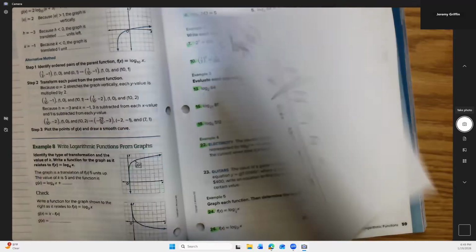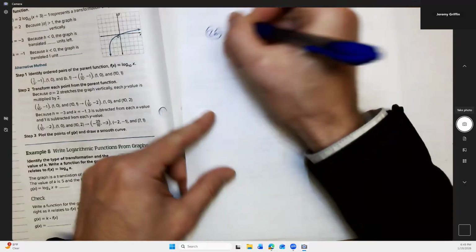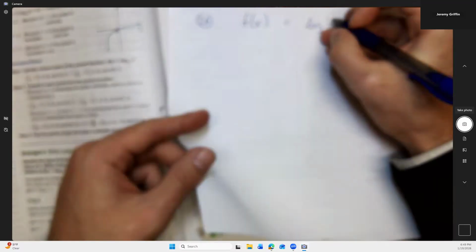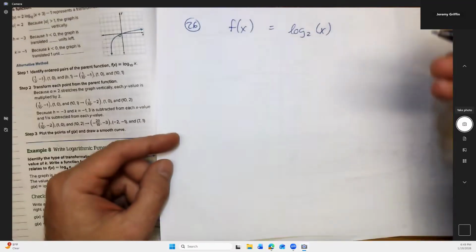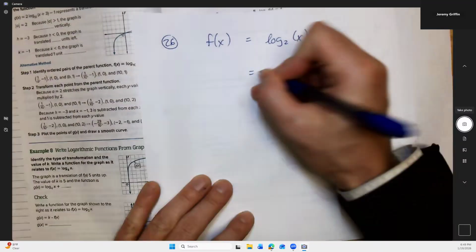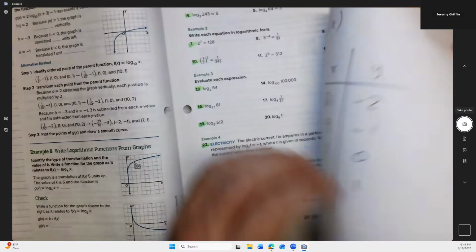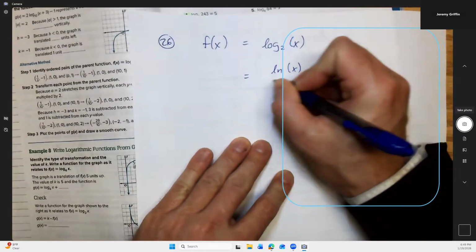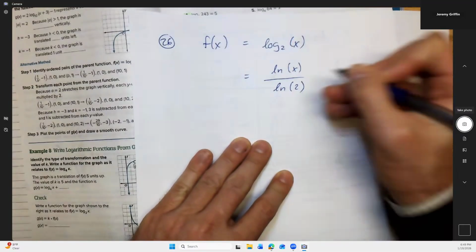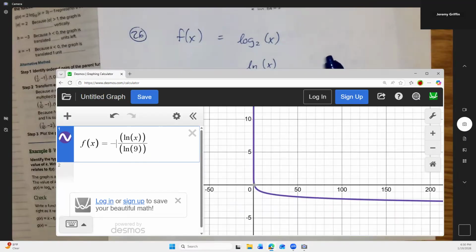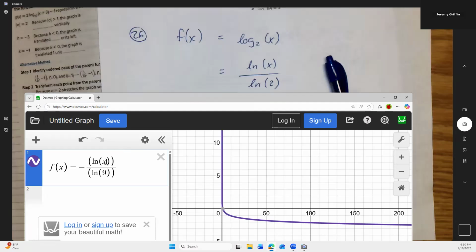All right, 26. I got f of x equals log base 2 of x. Okay. Here, I'm gonna take a little shortcut. You could totally make a table out of this, like we did for the last one. I'm gonna go straight to Desmos. The same thing as natural log x over natural log 2. All right, let's do Desmos. See what that looks like. So natural log x over natural log 2.